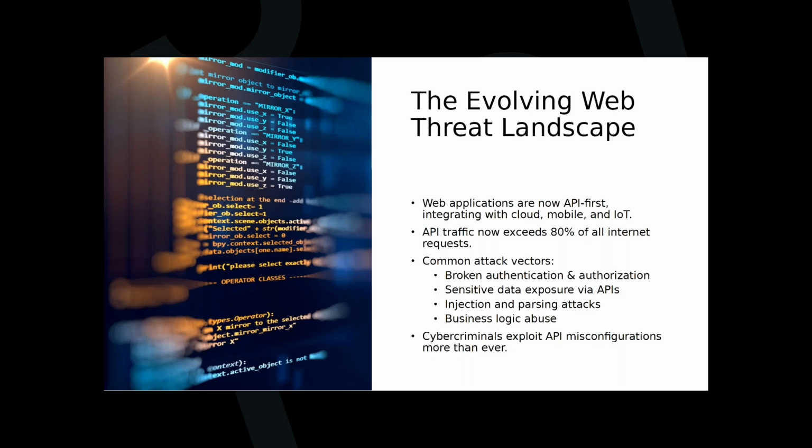So there are some common attack vectors targeting APIs and web services: broken authentication and authorization, sensitive data exposure via API, injection and parsing attacks, and business logic abuse. And we do see that cybercriminals try to exploit API misconfigurations and bugs more than ever. So that's why we have to revisit the so-called web application firewall, because it seems not enough with simple Layer 7 web-based protection.